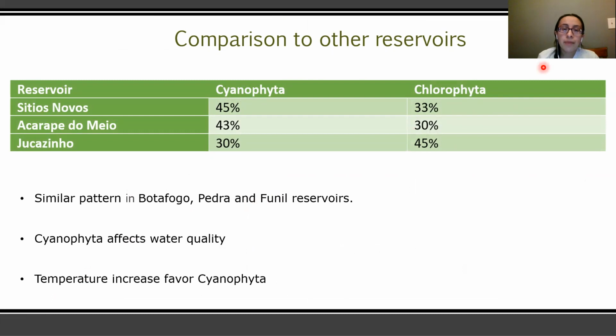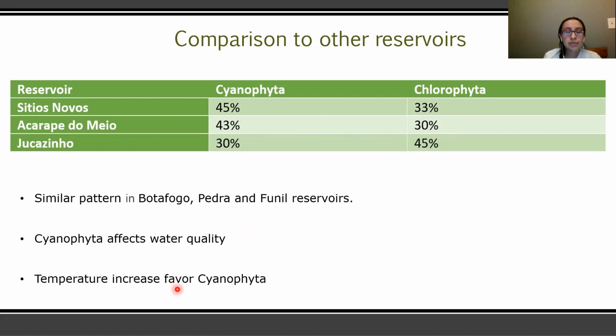So then when the scientists compared the results from these 2 reservoirs to other reservoirs, they found an interesting pattern: Sitios Novos and Acarape do Meio had high percentages of cyanophyta, but low percentages of chlorophyta. On the other hand, when they compared it to a reservoir named Jucazinho, there was a lower percentage of cyanophyta and a higher percentage of chlorophyta. They found similar patterns, with lower cyanophyta and higher chlorophyta, in the reservoirs named Botafogo, Pedra, and Funil. So what they found is that cyanophyta decreased the water quality in Sitios Novos and Acarape do Meio, but because Jucazinho and the reservoirs of Botafogo, Pedra, and Funil had more chlorophyta and less cyanophyta, they had better water quality.